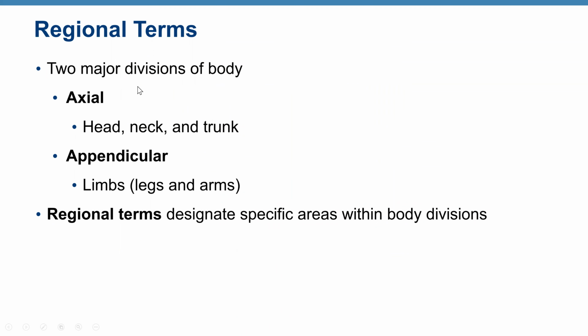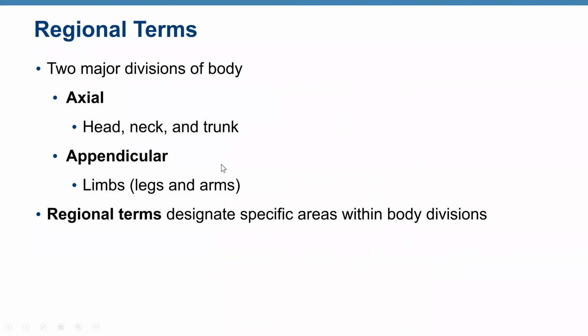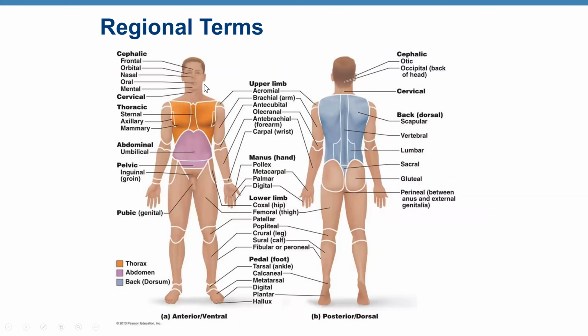There are two major divisions of the body: axial, that includes head, neck, and trunk, and appendicular, includes limbs, legs, and arms. Regional terms designate a specific area within a body division. So these are our directional terms, and next we will look at regional terms.